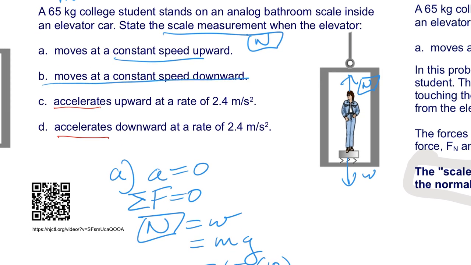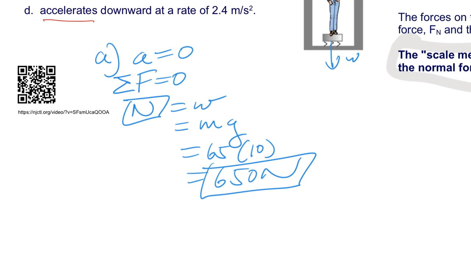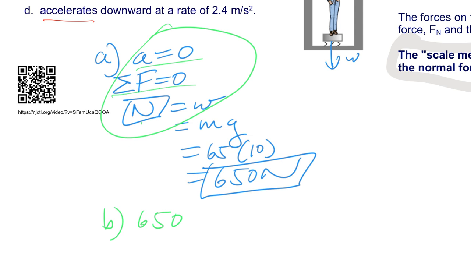What if she's moving at constant speed downward? This is a different color. Well, this holds true. If you're going constant speed, acceleration is zero, net force is zero. Normal force equals the weight. So it's the same. The scale will read the same as her weight, whether she's at rest, whether she's moving upward at constant speed or moving downward at constant speed.